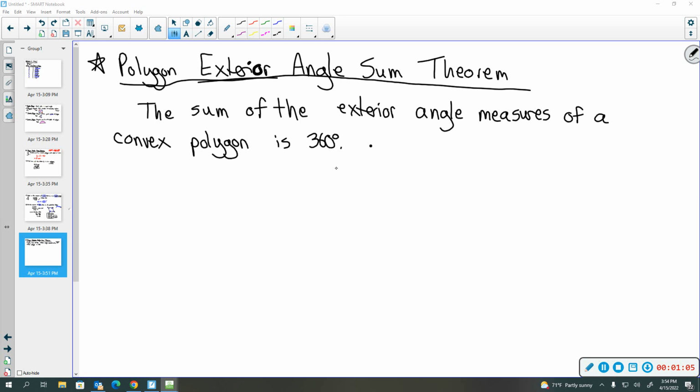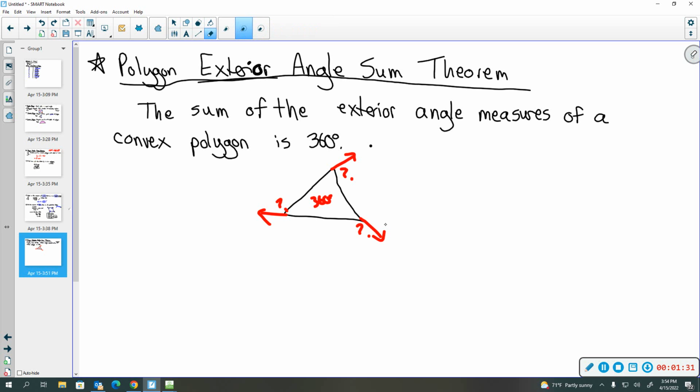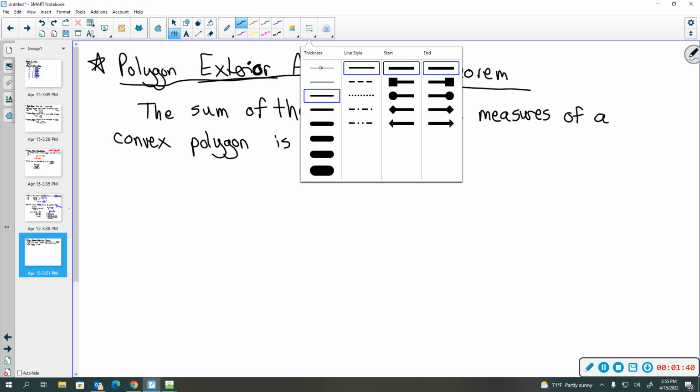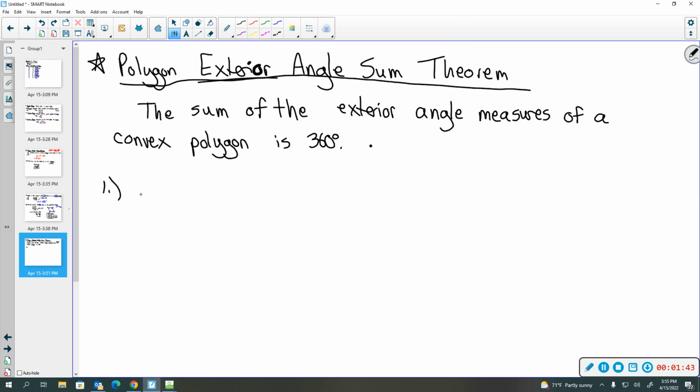What that means is if I have a shape, maybe like this triangle, exterior angles are angles that are extended from the outside. If I take this angle here, and this angle, and this angle and add them all together, they would all add up to 360, no matter how many sides I have. An example will make it make more sense. For the first example, I'm just going to give you the words of how they would say it in the book. It says, find the measure.